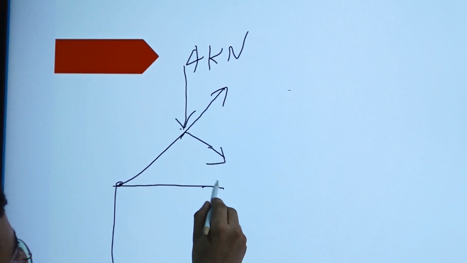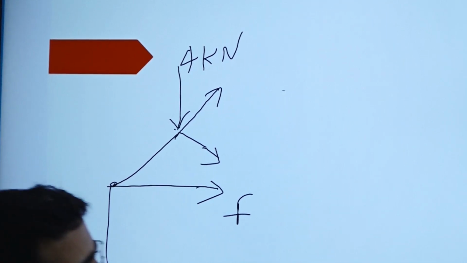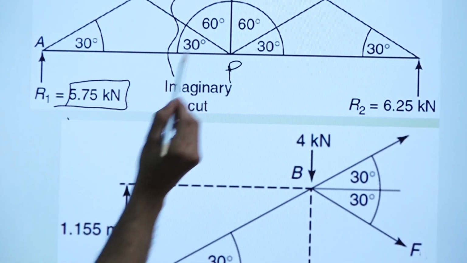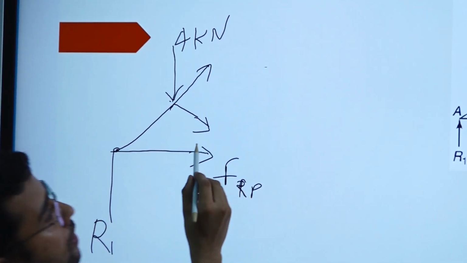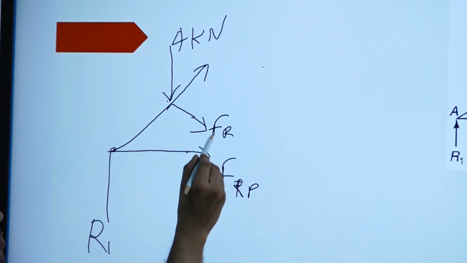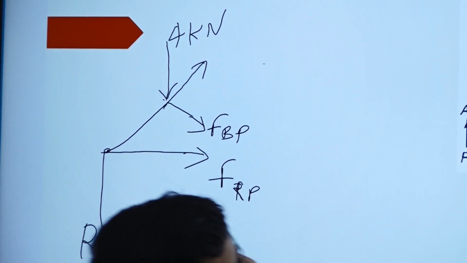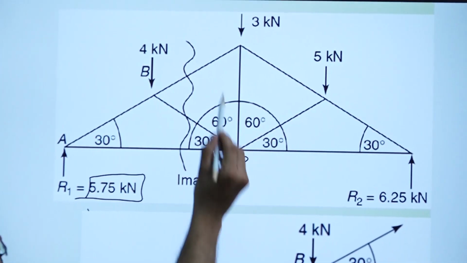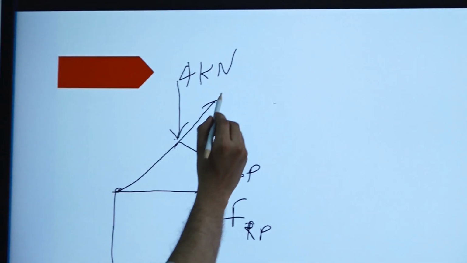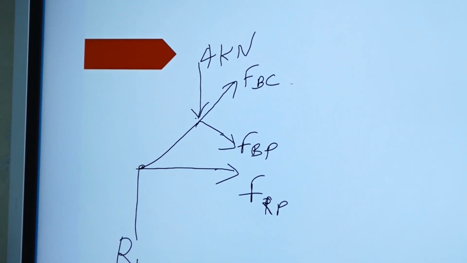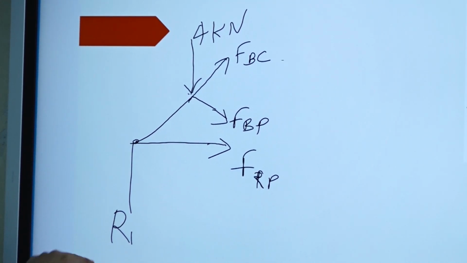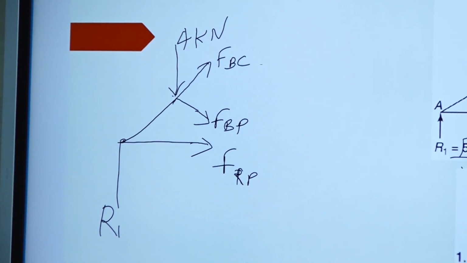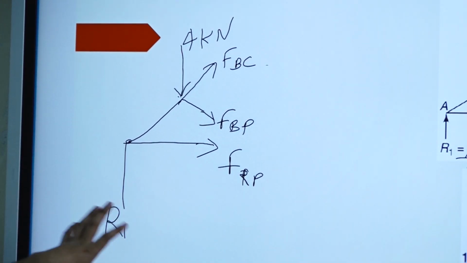We can assume that here these forces are acting. Suppose that is Q, this is P. It is called RP. This force is FBP, and this force is, so this point is C, FBC. As you can see here, we are having only 3 forces, 1, 2, 3, and R1 is known, and the one force 4 kN is also known. So now we have to analyze this cut section and find out the force.